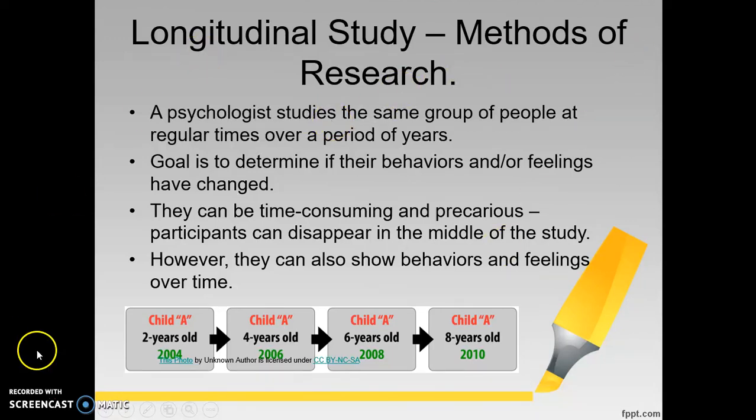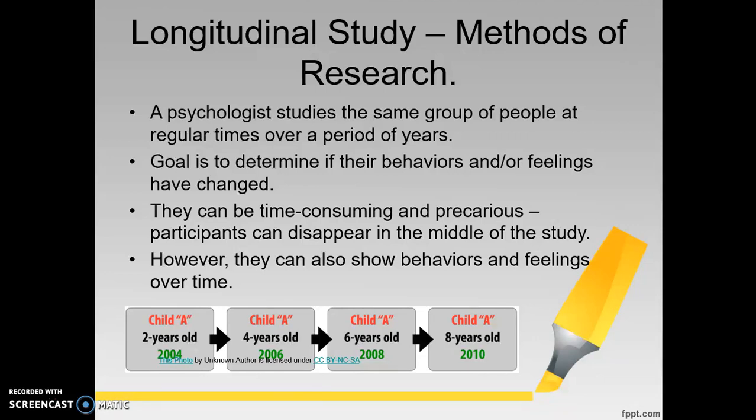So let's take a look at this. Let's say a psychologist talks to child A in 2004 when the child is 2 years old. The psychologist then talks to the child again 2 years later in 2006 when the child is 4 years old, same thing for 6 years old, and same thing for 8 years old. And again, our goal is to see how their feelings and emotions changed.